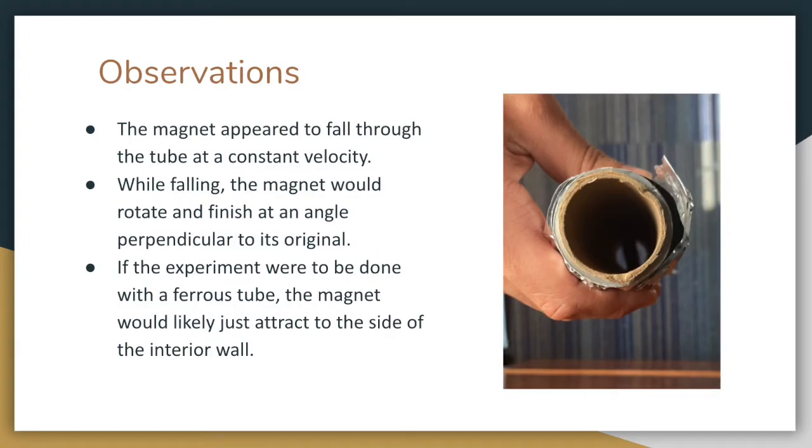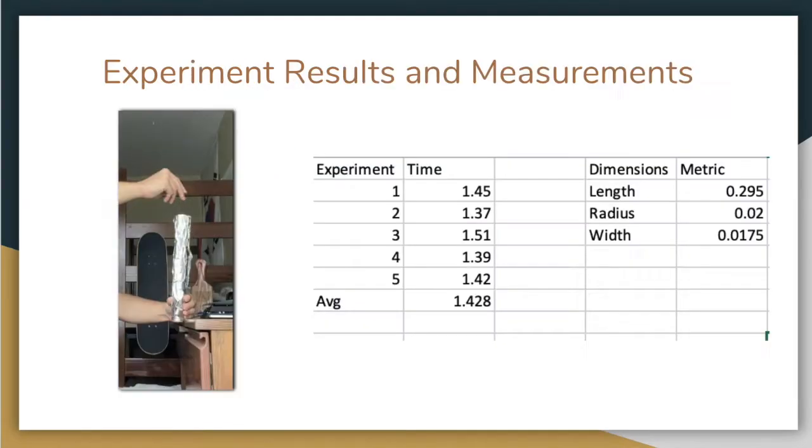For some observations that I made while doing the experimental portion of the lab, the magnet appeared to fall through the tube at a constant velocity. While falling, the magnet would rotate and finish at an angle perpendicular to its origin. And if the experiment were done with a ferrous tube, the magnet would likely just attract to the side of the interior wall and stick there.